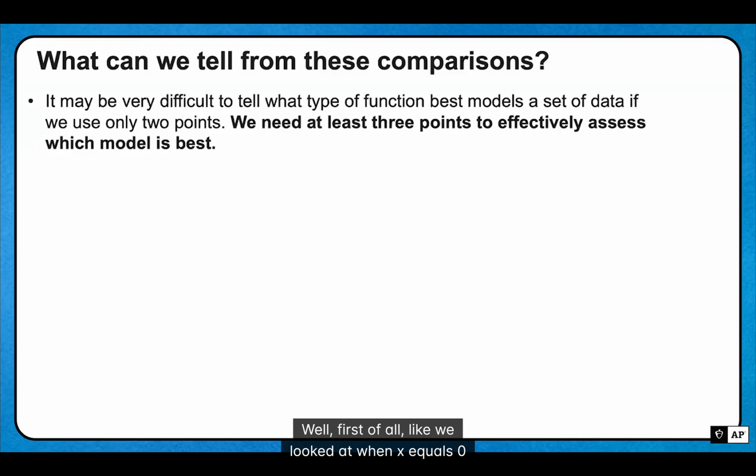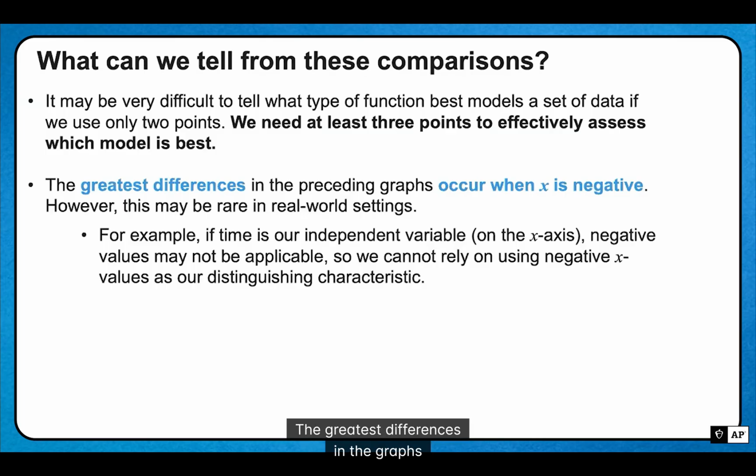Well, first of all, like we looked at when x equals 0 and x equals 1, it was very difficult to tell those three graphs apart. But usually, if we have 3 points, we have enough information to assess which model is going to be best. Is the graph a quadratic model or an exponential model? The greatest differences in the graphs occurred when x was negative. But this may be rare in real-world settings. For example, if time is your independent variable, negative values may not be applicable. So we cannot rely on using negative x values as our distinguishing characteristics.